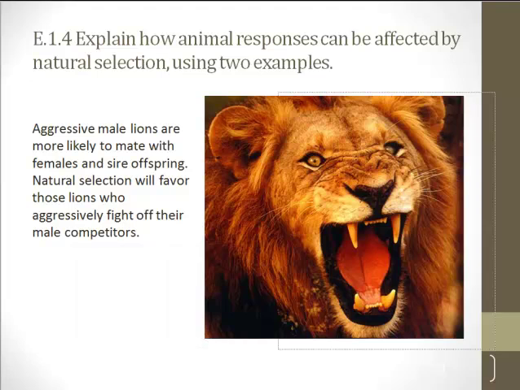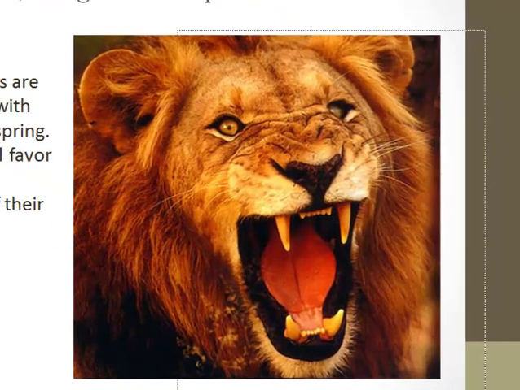Another example of natural selection selecting on behavior would be aggressive male lions. Animals are born with different levels of passivity and aggression, so some lions are going to be more aggressive than others, and it would be logical to infer from that more aggressive lions would be more likely to win battles with other lions and would be more likely to land the female to mate with.